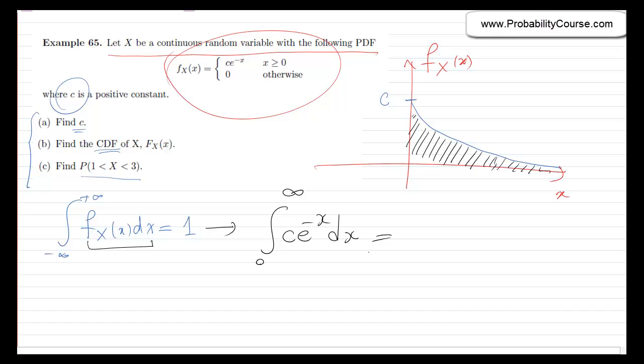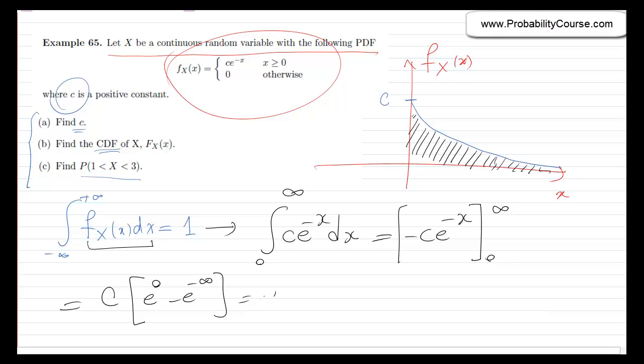From the table of integrals, we find that the integral of e to the minus x is just minus e to the minus x. So going from 0 to infinity, c comes out, and it becomes e to the power of 0 minus e to the minus infinity. We obtain c times 1, since this is 1 and this is 0. So the whole thing must be equal to 1, so c must be equal to 1. Okay, so that's part A.